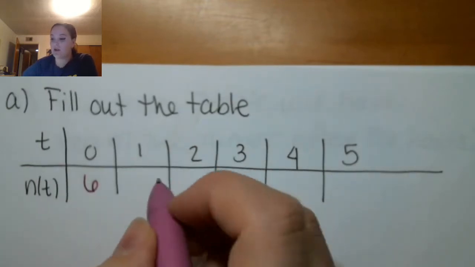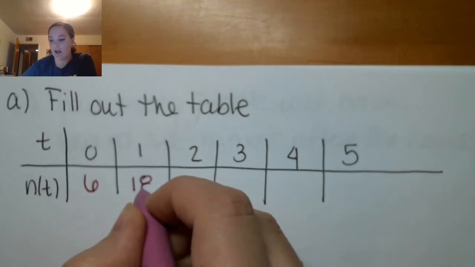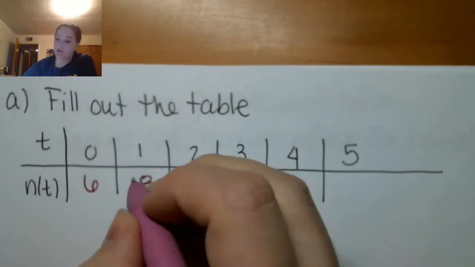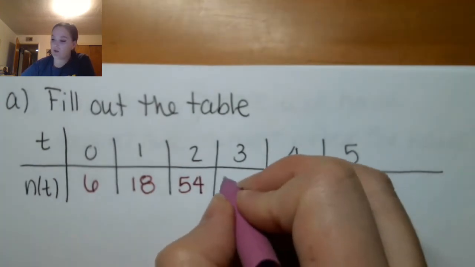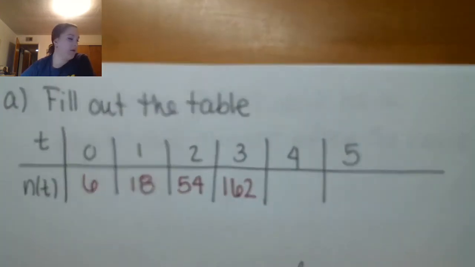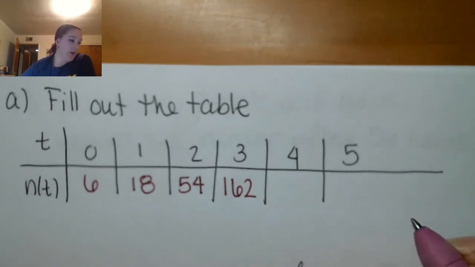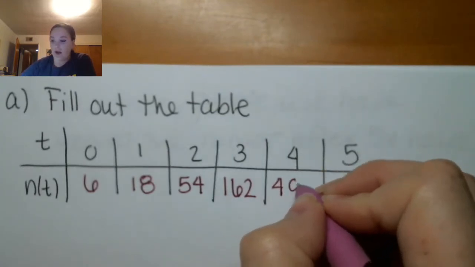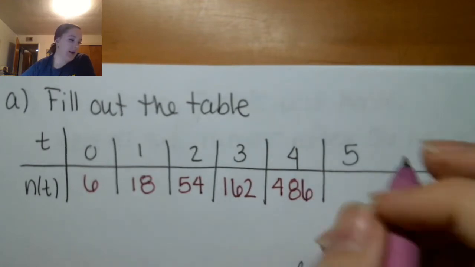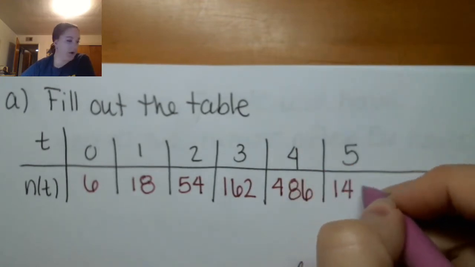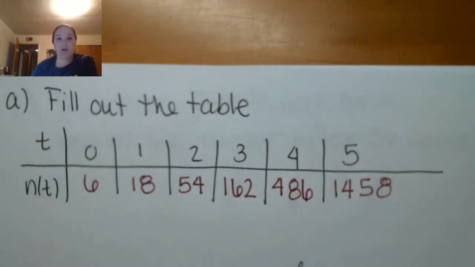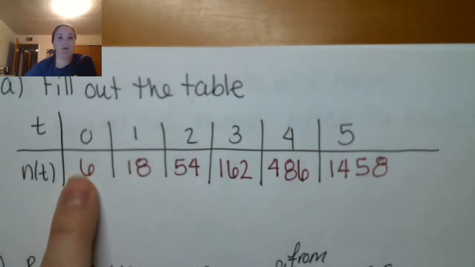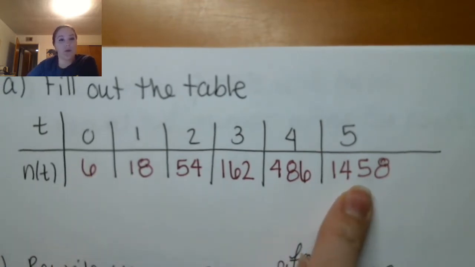So we would triple this number: 6 times 3 is 18. 18 times 3 is 54. 54 times 3 is 162. 162 times 3 is 486. And then 486 times 3 is 1,458. You can see that this is increasing really quickly, right? We're going from 6 people to almost 1,500 people in a matter of days.